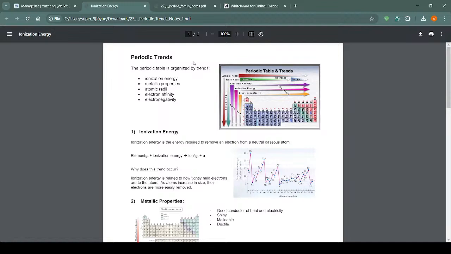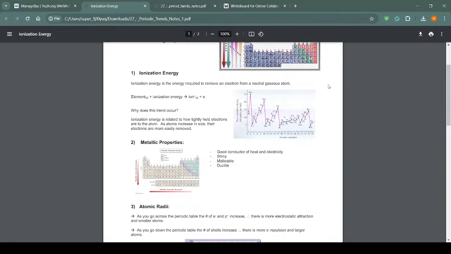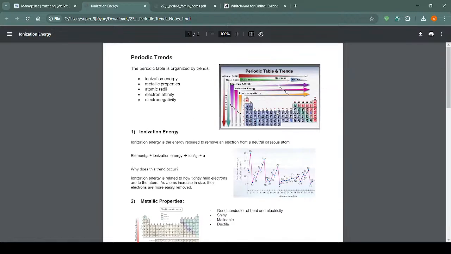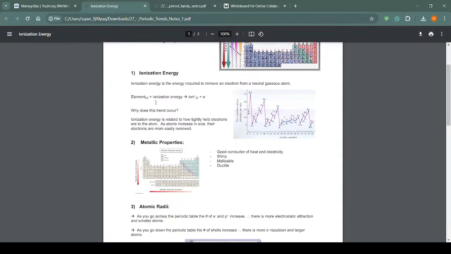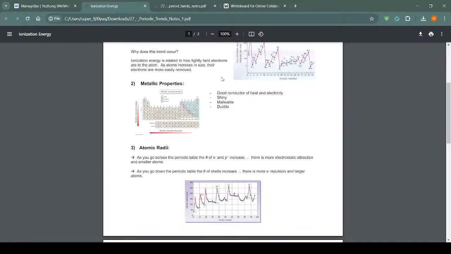Periodic trends. A periodic table is organized by trends: ionization energy, metallic properties, atomic radii, electron affinity, electronegativity. To remove an electron from a neutral gaseous atom. So it's easier as you go over here and really hard for noble gases. Yep, so really easy for lithium but hard for the noble gases. Metallic properties. Conductors of electricity, because they have free electrons. Shiny, malleable, and ductile.